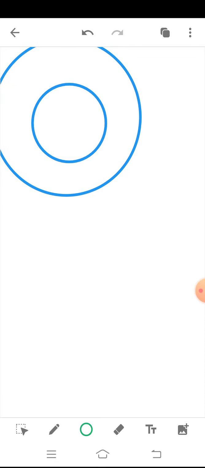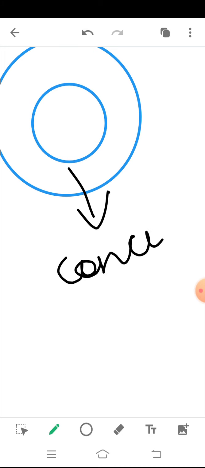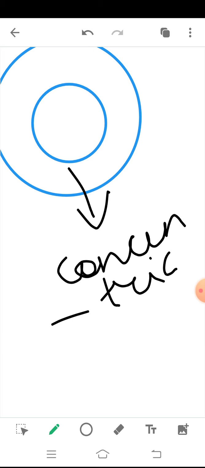This circle is known as a concentric circle. Why? Because one circle is small and one circle is big, then it is known as a concentric circle. Now what are segments?